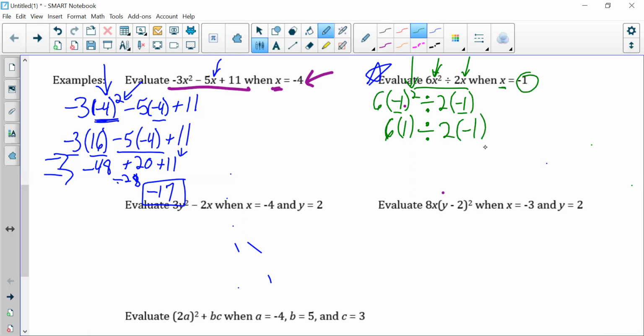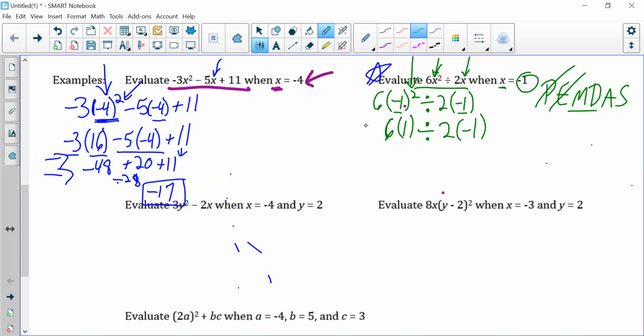Next step in order of operations, remember PEMDAS: P-E-M-D-A-S. We've done P, we've done E, now for M and D, multiplication and division from left to right. This does not mean I go from left to right and do all the multiplication and then come back from left to right and do all the division. Just do every multiplication and division as you come to it, starting from left to right.